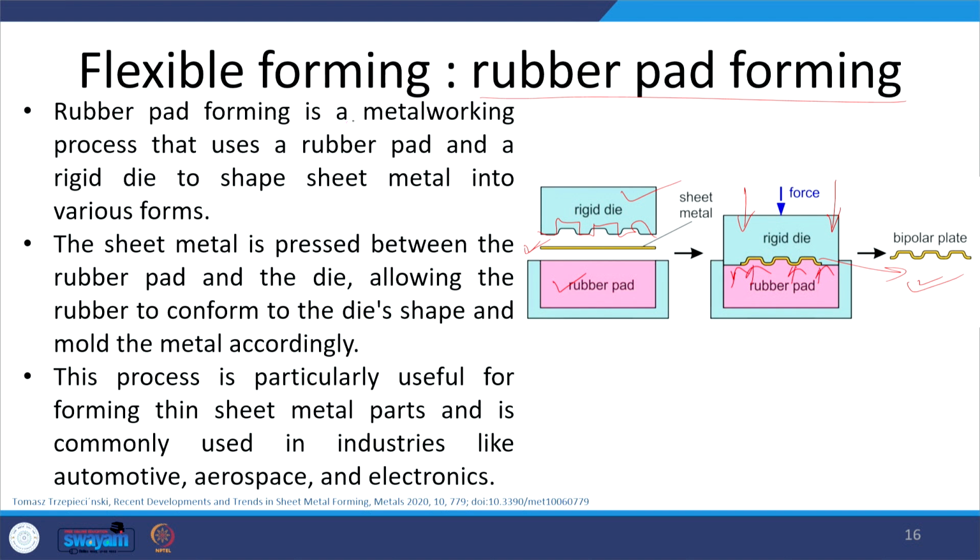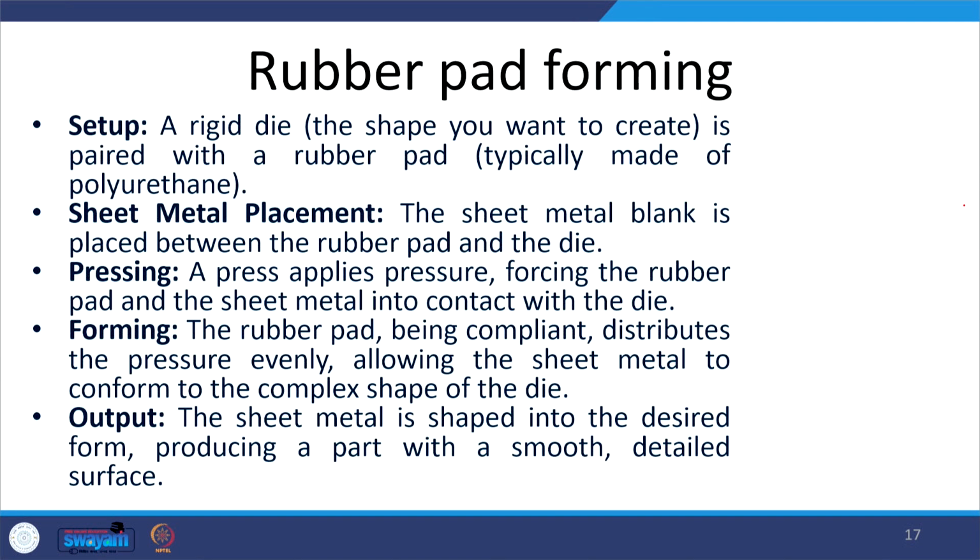So, rubber pad forming is a metal working process that uses a rubber pad and a rigid die to shape the sheet metal into various forms as per the requirement. The sheet metal is pressed between the die and the rubber pad, permitting the rubber to conform to the die shape and mold the metal accordingly. The process is particularly useful for forming thin sheets and is commonly used in industries like aerospace, automobile and electronics, especially where thin sheet is to be processed for realizing a particular shape.